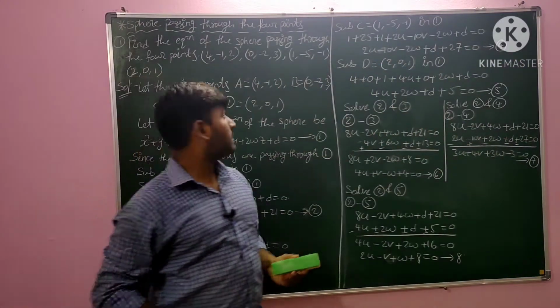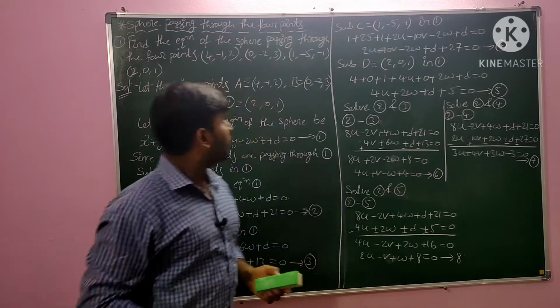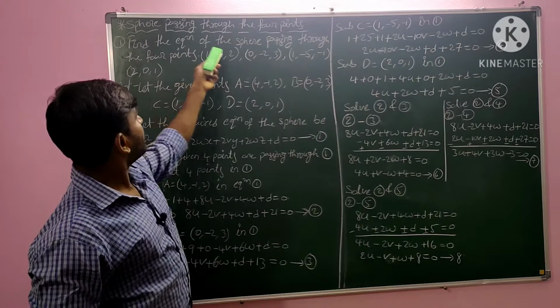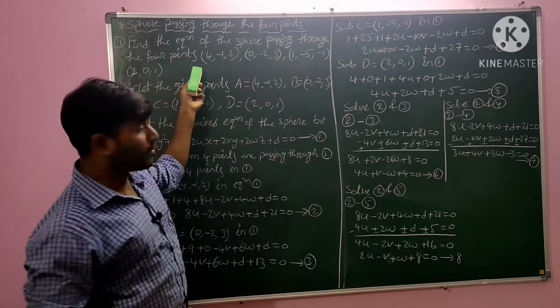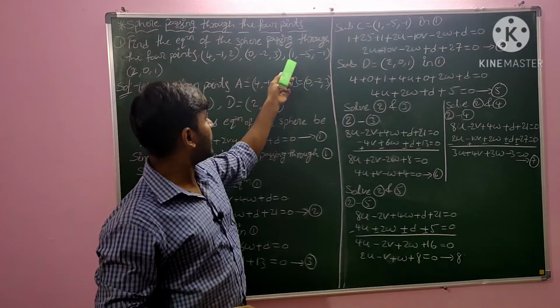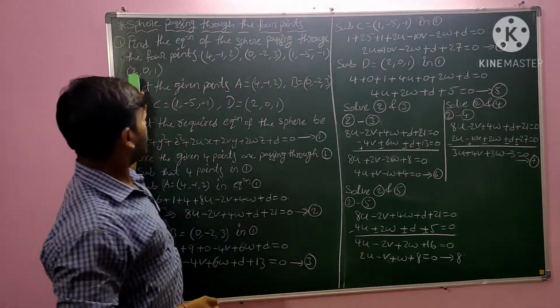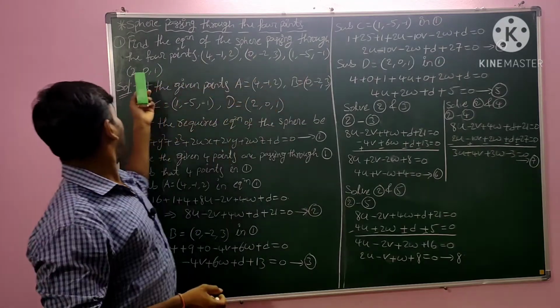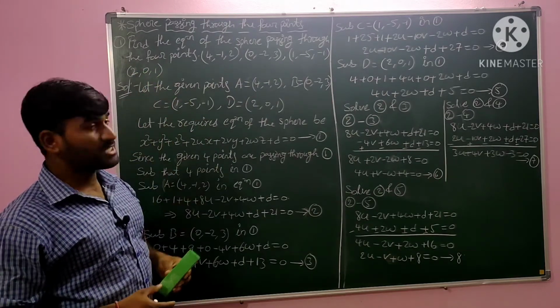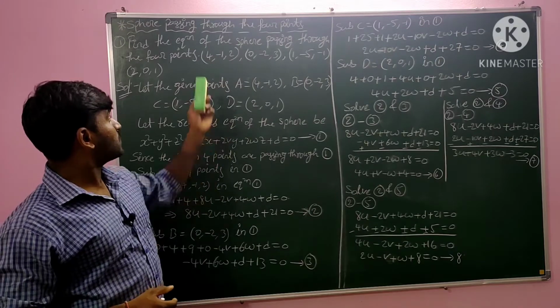Today we are going to discuss the sphere passing through 4 points. Okay, let us discuss one problem. Find the equation of the sphere passing through the 4 points. The 4 points given are (4, -1, 2), (0, -2, 3), (1, -1, -1), (1, -5, -1) and (2, 0, 1). Okay. How can you find the sphere equation which is passing through the 4 points?